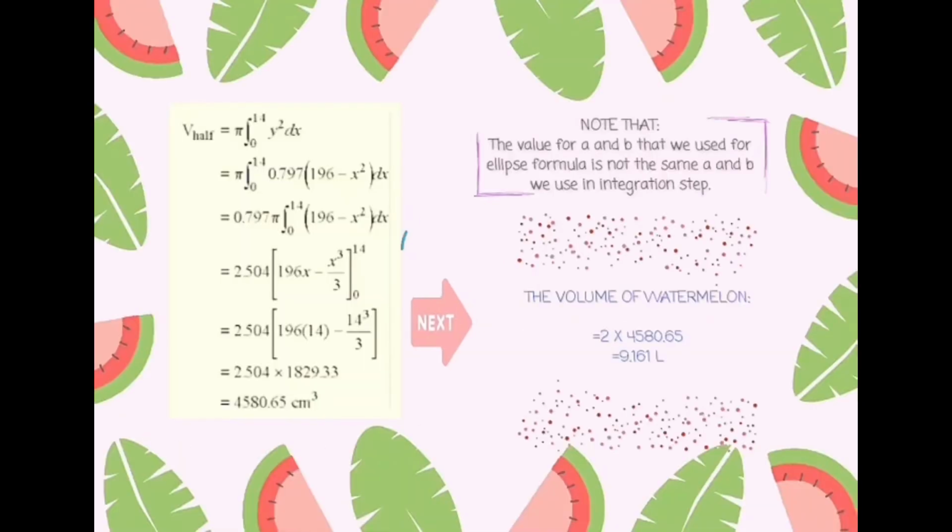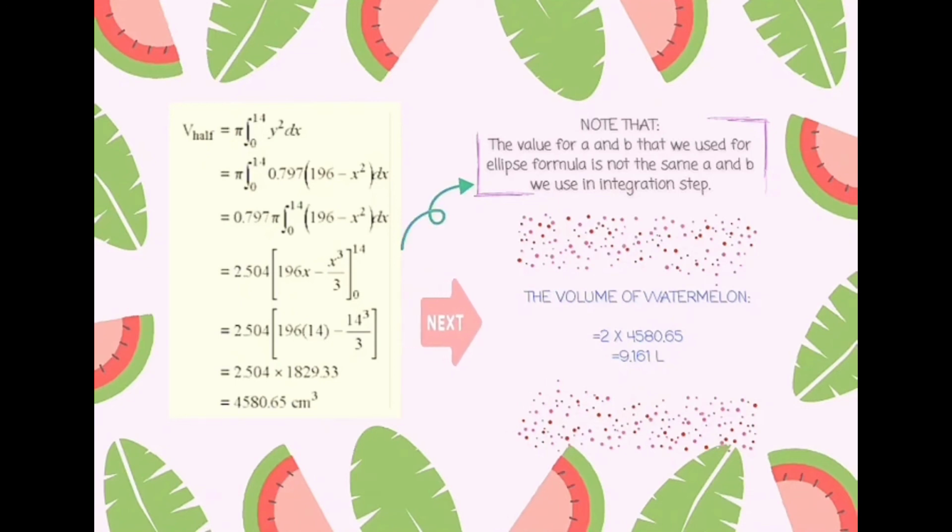So the last part of the video is the integration part. The values of A and B we use for the ellipse are not the same A and B we use in integration, because the region bounded by the x-axis should refer to the major axis. So in this case, the region bounded is from 14 to 0. So next we can perform the basic integration step where we substitute the values of 14 and 0 and then multiply by 5 to get the final volume.